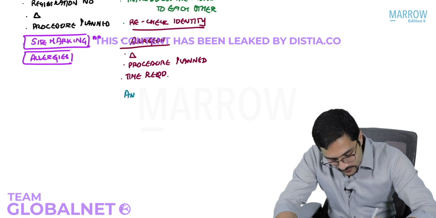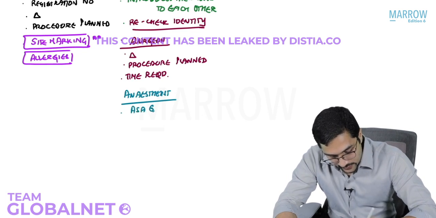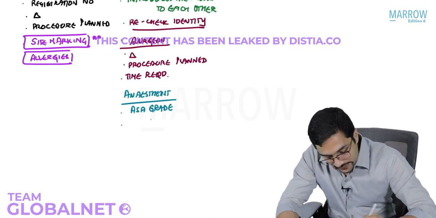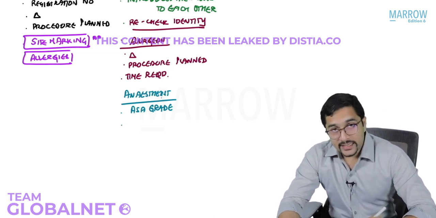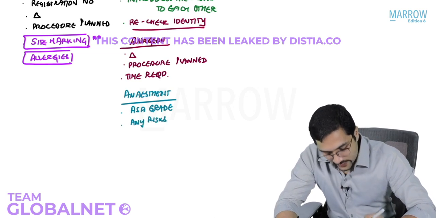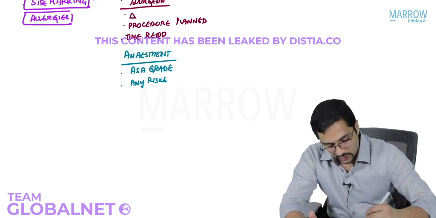The anesthetist who's there will tell us what is the ASA grade of the patient. Dr. Chaitanya must have covered the ASA grading with you in anesthesia. Then the anesthetist also has to say any risks associated with the patient. So is the patient diabetic, hypertensive? Are those risks involved in this patient or not?